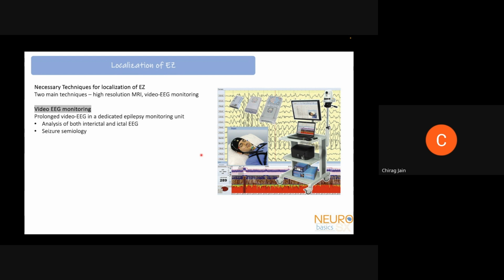So this allows you to pick up both the interictal and the ictal EEG. So you get an idea of where the spikes are coming from. And second, it allows you to even pick up the seizure semiology. So you get both clinical as well as electrophysiological data from a video EEG.